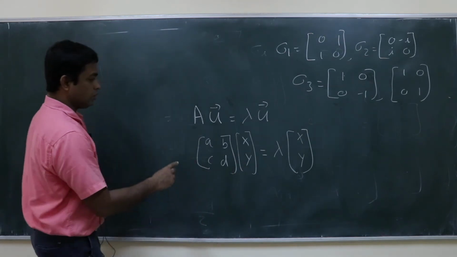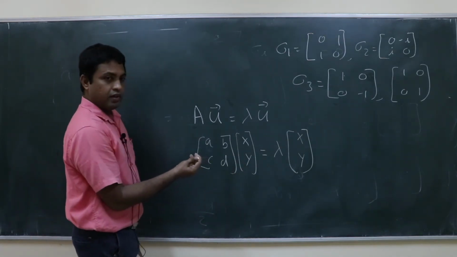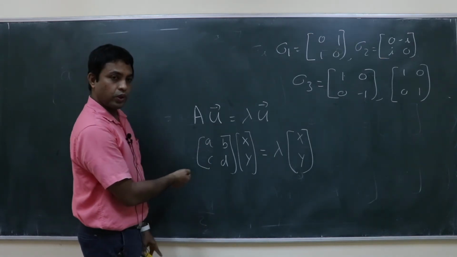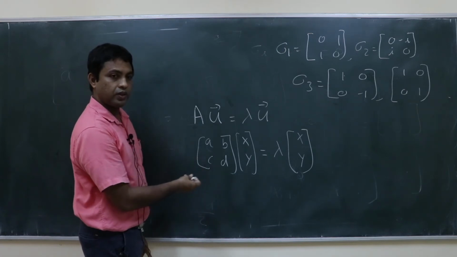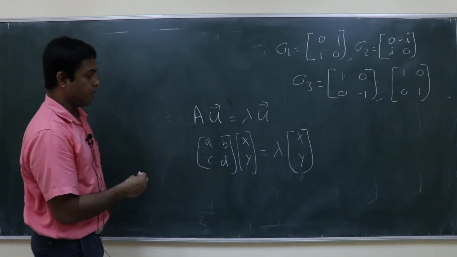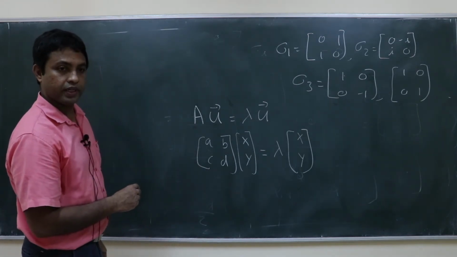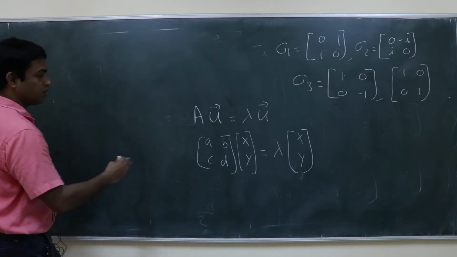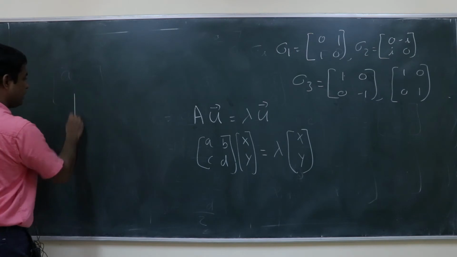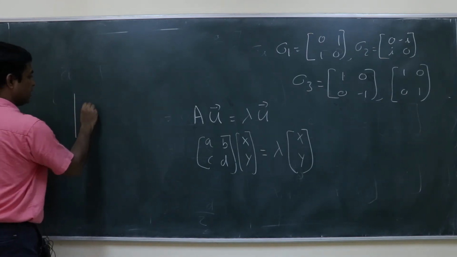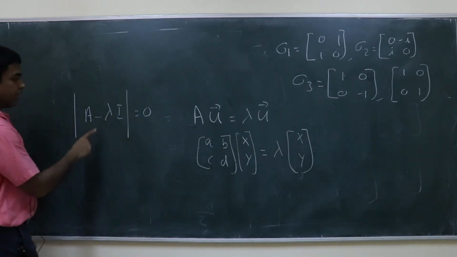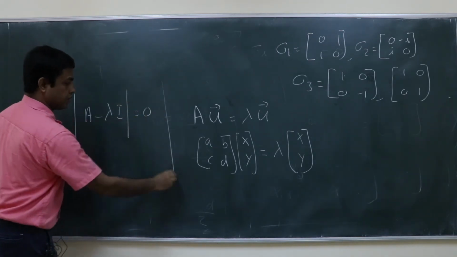In general, for a 2 by 2 matrix, if the determinant is not equal to 0, there will be 2 eigenvalues and correspondingly 2 eigenvectors. How will you find the eigenvalues of a matrix? Basically, if you take the determinant of A minus lambda I equal to 0, this will give you a characteristic equation.